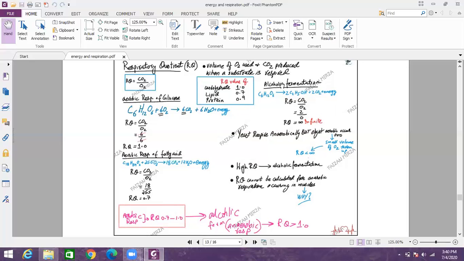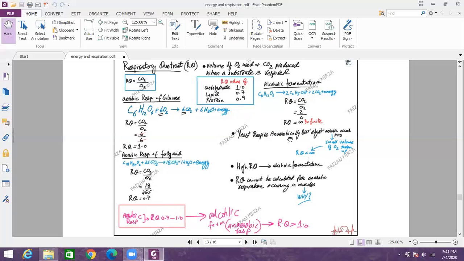What about alcoholic fermentation? This is a type of anaerobic respiration in which carbon dioxide is produced as a product. C6H12O6 turns into two molecules of ethanol, two carbon dioxide and energy. RQ = CO2 upon O2. Since two molecules of CO2 are produced, this is 2 divided by 0. Why 0? Because oxygen is not used. This is anaerobic respiration. So you divide 2 by 0, and the RQ value turns out to be infinite. What is infinite? Infinite means a very large value. And since our range of values is from 0.7 to 1.0, our infinite value will be any value greater than 1.0.